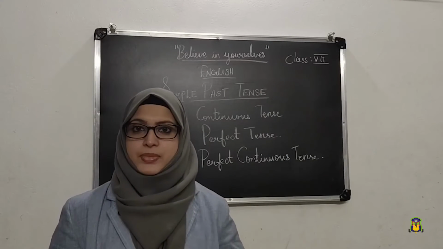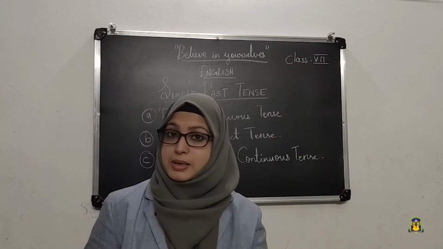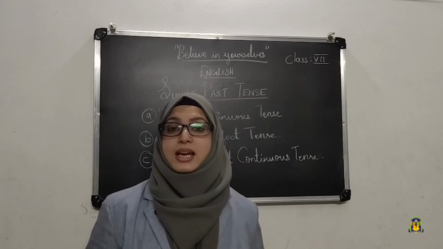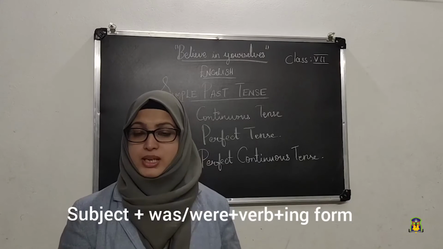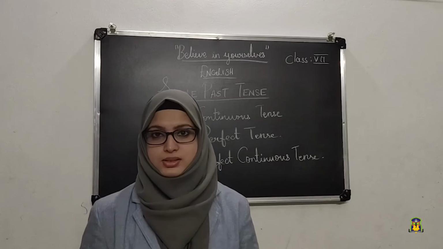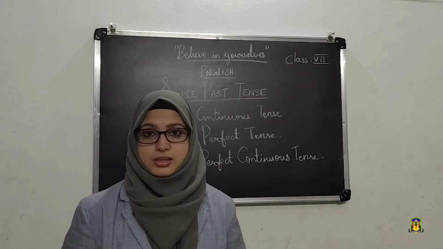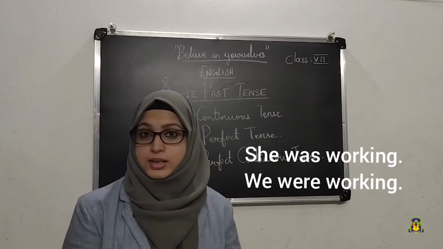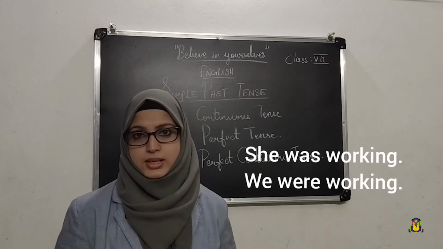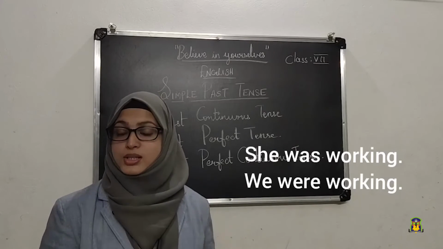So past continuous tense. You remember present continuous tense? It was am or is or are plus verb plus ing form. Likewise, here it is subject plus was or were plus verb plus ing form. Is becomes was, are becomes were, according to the subject. If it is singular, was; plural, were. She was working, or we were working. These can be the examples for past continuous. So this is the structure in the case of past continuous tense.